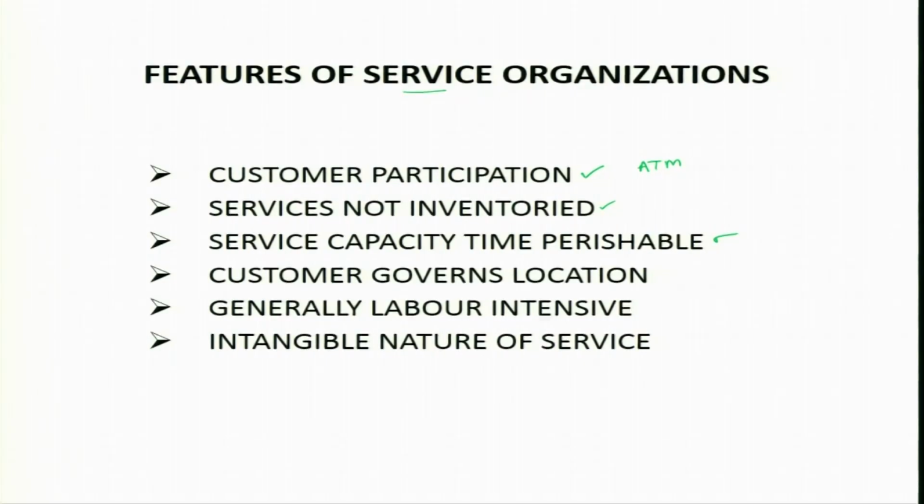The location of the services is governed by the customer. Airlines will have the routes where the customer is. Restaurant, you will open the restaurant where the customers are. Retail chains, you are opening a retail outlet where the customer is. Hospitals and so on. So, the customers are local in nature, whereas in case of manufacturing the customer can be national, customer can be global in nature.